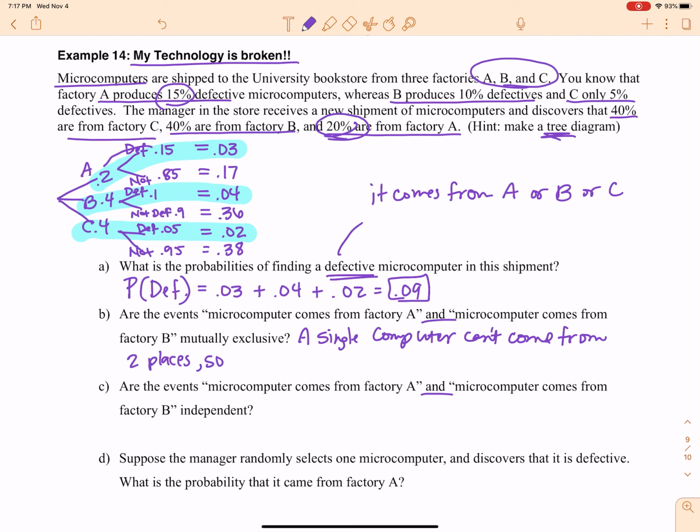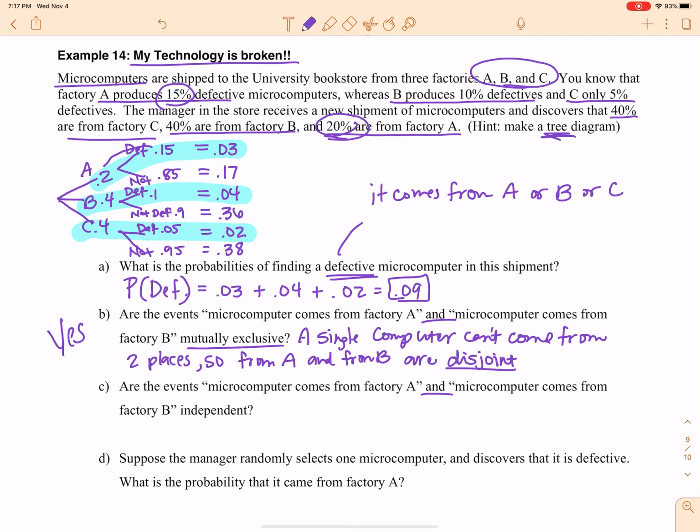So, from A and from B are disjoint. So the answer is yes, because mutually exclusive and disjoint mean the same thing. That's why I'm using both of the words here. Since I can't have a single computer coming from A and from B, that means that they are disjoint, or yes, they are mutually exclusive.